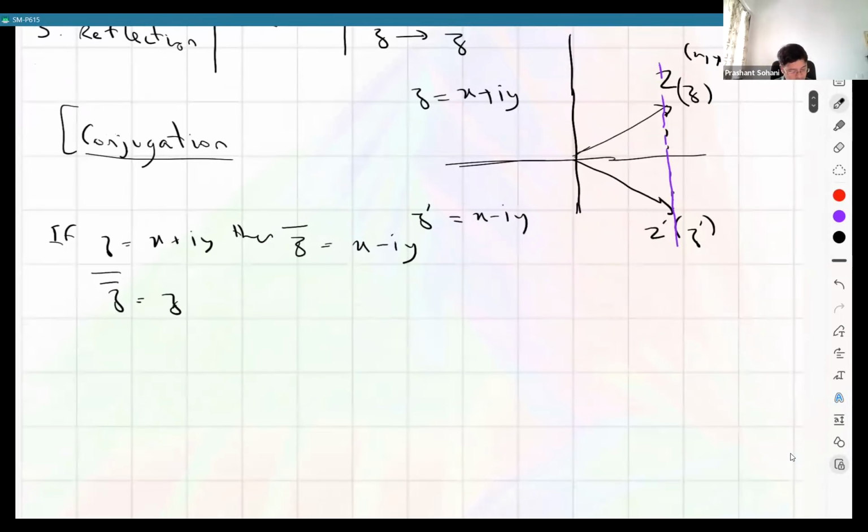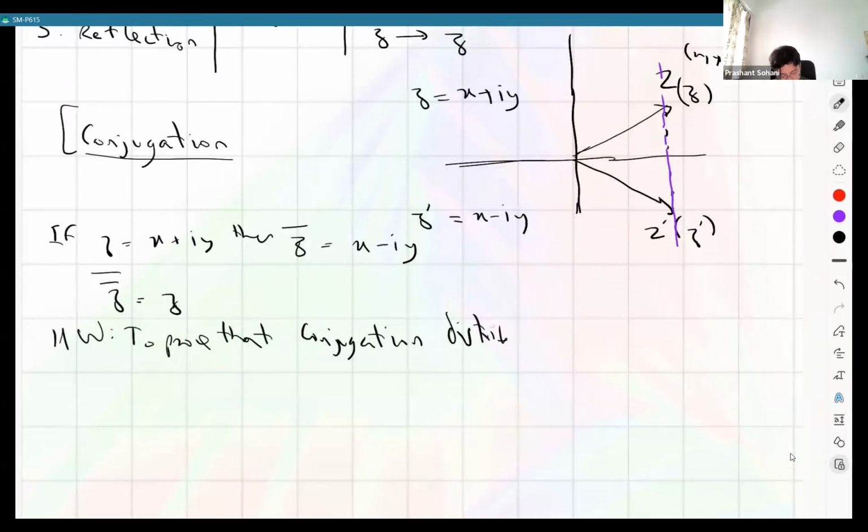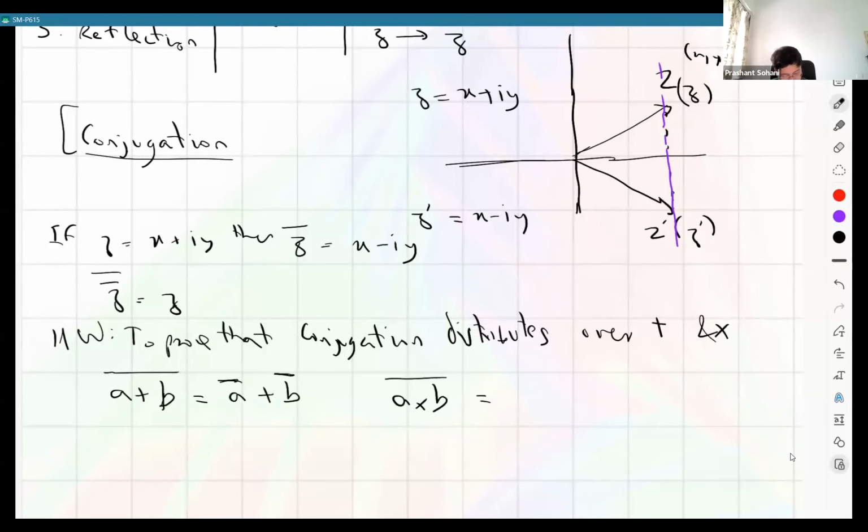So this is your homework, to prove that conjugation distributes over addition and multiplication. So what does that mean? That if you have two complex numbers a plus b and I take the conjugate of the whole sum, it will be the same as a bar plus b bar. This is easy to see maybe because it is clear that the x coordinate and y coordinate can be separated out. But what may be less obvious is that even the product behaves that way. So conjugate of a into b will be also a bar into b bar.